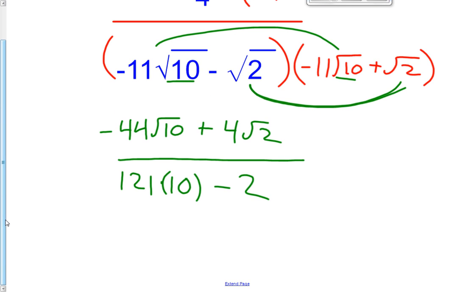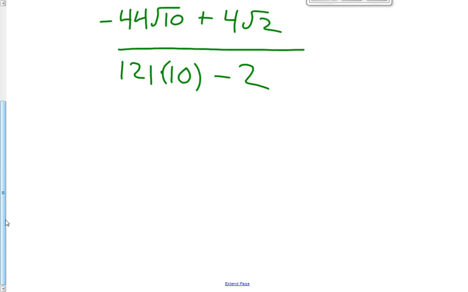Now let's clean up our denominator a little bit. This 121 times 10 is 1,210. Did I say that right? 1,210, there we go. And then when we subtract 2, we get 1,208. So in the denominator, we get 1,208.